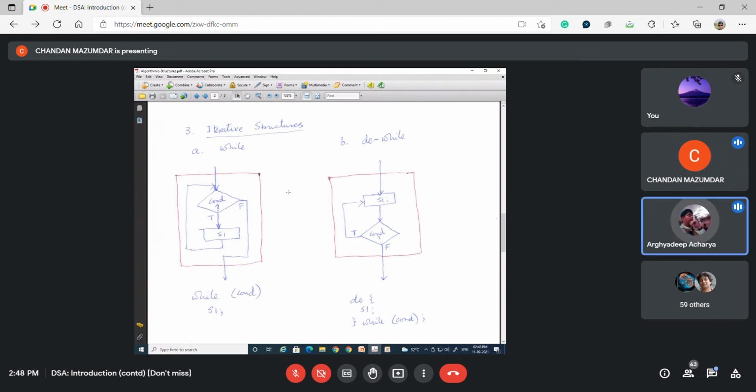Sir, do while will execute S1 at least once. Yes, in the do while, S1 is executed at least once, whereas in a normal while, S1 may not be executed at all if the condition is false at the very beginning. Okay. Thank you.